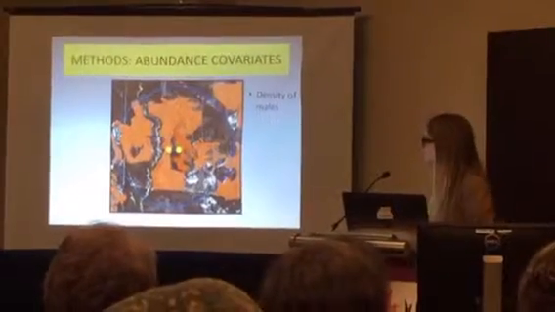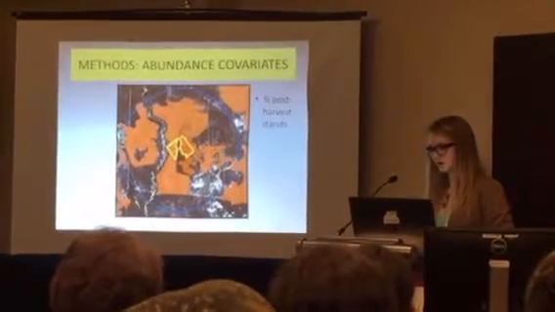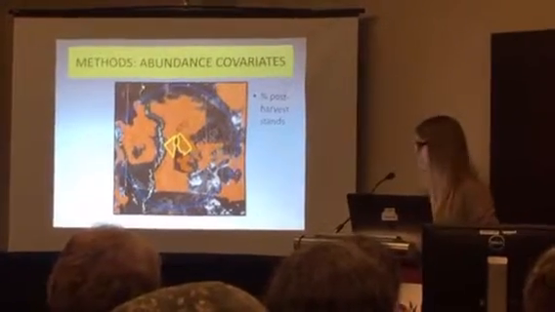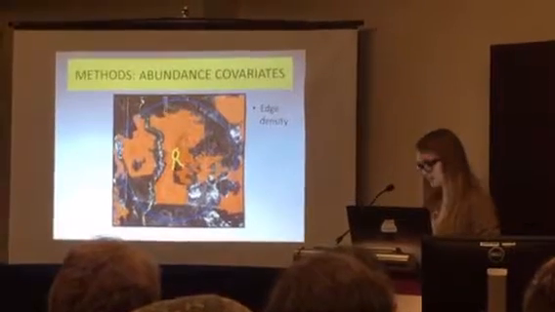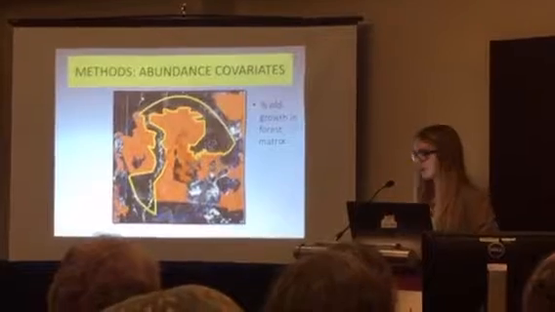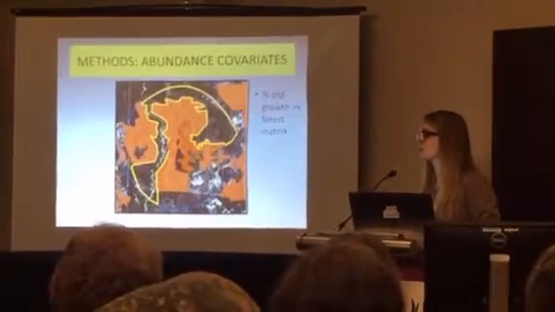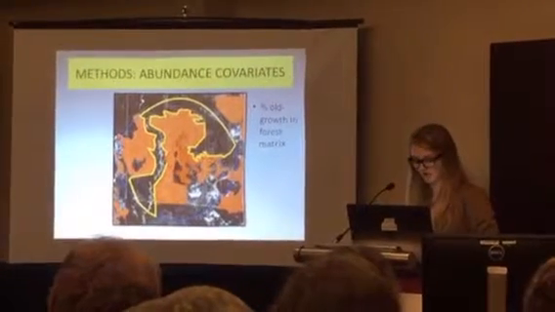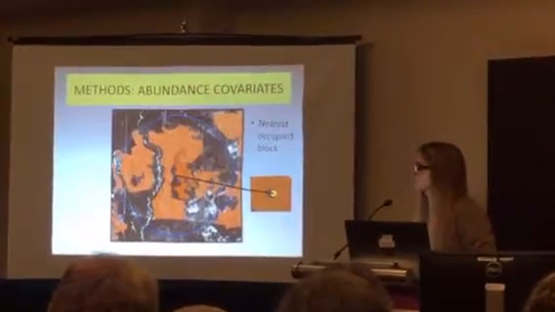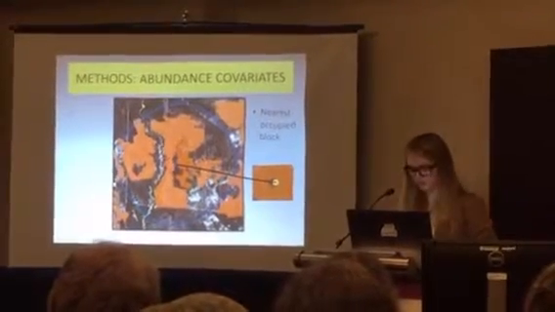For abundance, we looked at density of males on the survey block, as outlined in red. We looked at the percent of post-harvest stands, the edge density, stand age, and the amount of old growth in the surrounding forest matrix, which we just defined as a 1 kilometer buffer around the survey block. And then we also looked at the distance to the nearest occupied survey block, so the next survey block that had at least 1 male detected.